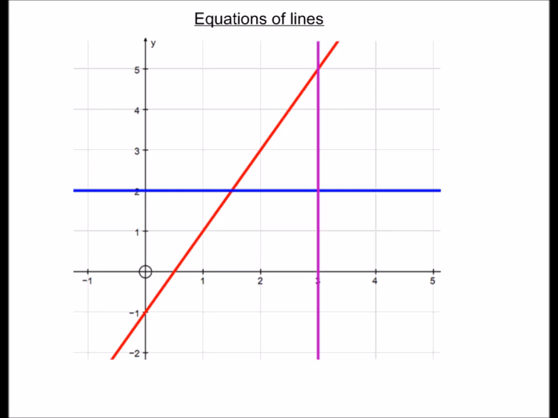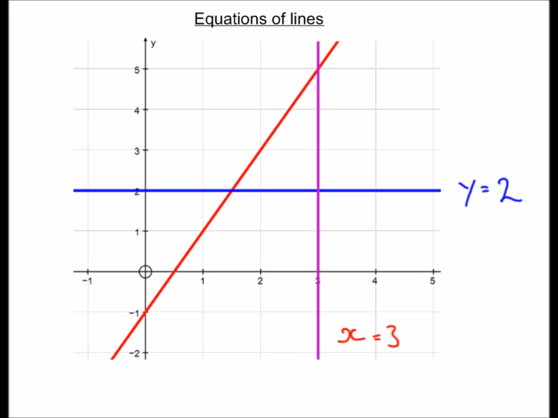if I have a look at the blue line, the y coordinate is always the same. The y coordinate is always 2. So I can call the blue line y equals 2. The x coordinate changes, but the y coordinate's always 2. The purple line, well this time the y coordinate's changing and the x coordinate's remaining fixed. The x coordinate is remaining fixed at x equals 3. So horizontal lines we should remember is y equals, and vertical lines we should remember is x equals.